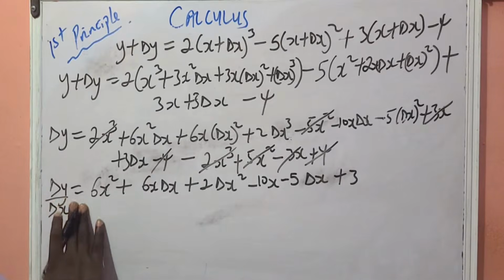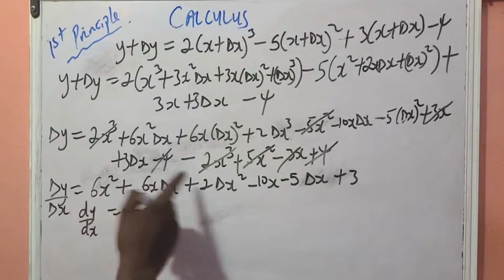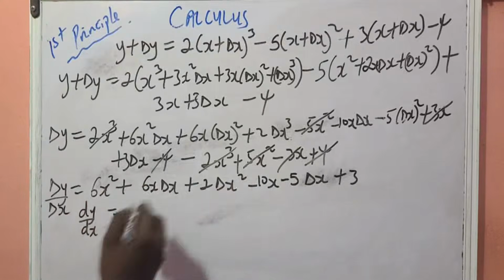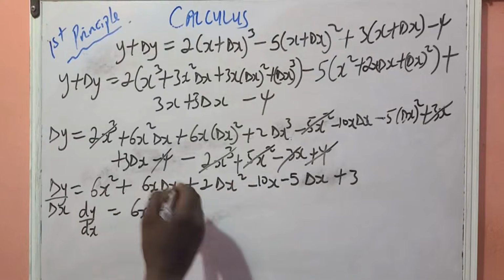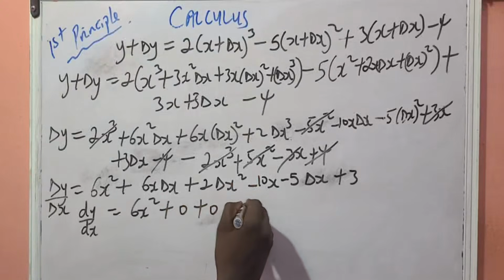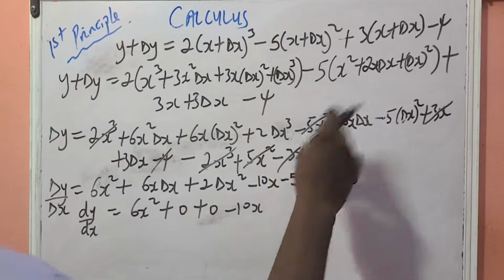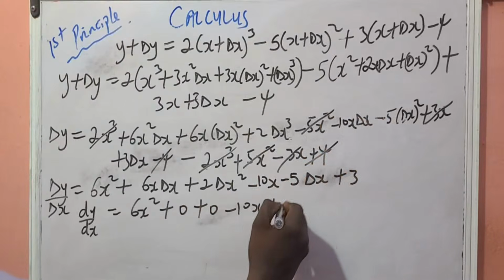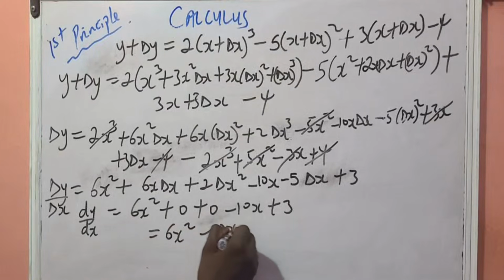and you know what that will give you. This side will turn to dy over dx. I'm sure you know that. And this one, wherever I see the change in x, I want to put in 0. I'll be left with 6x squared plus 6x times 0 will be 0. 2 times 0, this one will be 0. So will be minus 10x. Minus 5 times 0, this will be minus 0. This will turn to 3. So the answer is giving us 6x squared minus 10x plus 3.